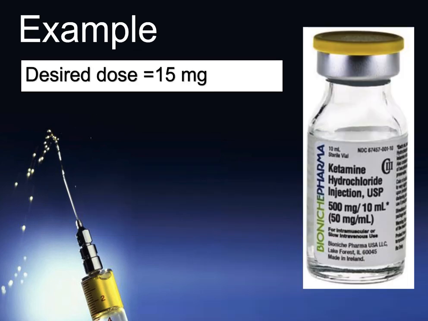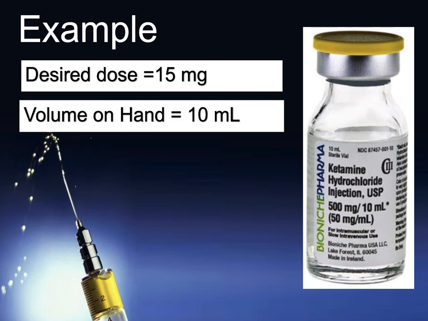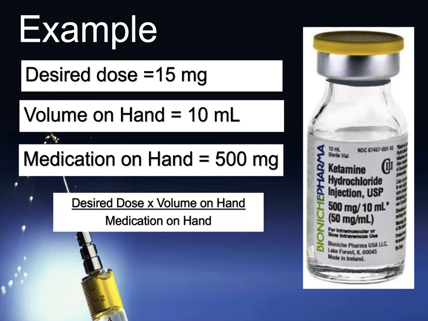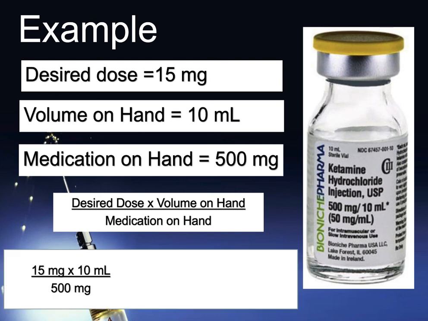So again, we'll use our ketamine as an example. We said our desired dose was 15 milligrams. We have 10 milliliters on hand, so our medication on hand is 500 milligrams total. We can plug those numbers into that equation that I just shared, and it's pretty simple math. I have 15 milligrams, that's my desired dose, times my volume on hand, 10 milliliters. I divide that by the total amount of medication on hand, and I can get rid of the milligrams because they're top and bottom, they cancel each other out. I have 150 over 500. I do that math, and that means I'm giving 0.3 milliliters of this concentration in order to deliver 15 milligrams of ketamine to my patient.